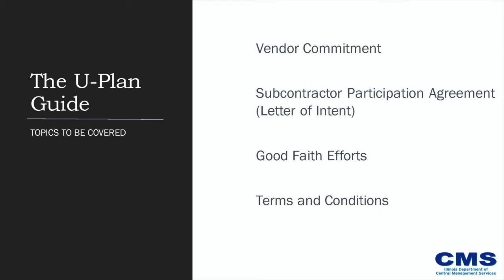So, what is a utilization plan? Well, a U plan for short is the means through which the prime bidder identifies how their organization will meet the BEP diversity goal for the solicitation. The U plan is split into 4 parts, and today we'll be covering each of these: the vendor commitment, subcontractor participation agreement, formerly known as the letter of intent, good faith efforts, and terms and conditions.